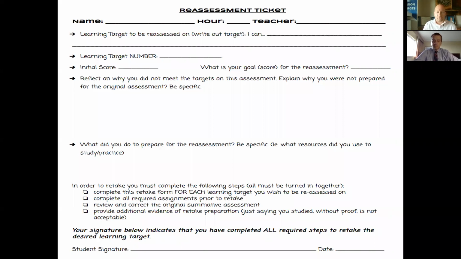Our math department, for example, if students have missing practice specifically tied to a target they're not yet proficient on, they need to do that practice. Once they do that practice, then they can give them the feedback. So then they know that the students are in a better position for success the next time around.